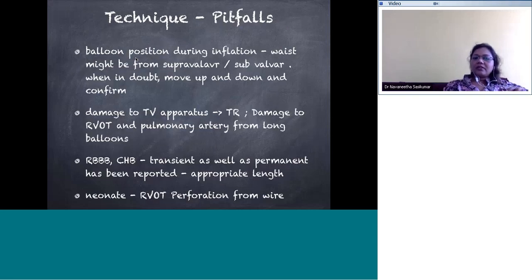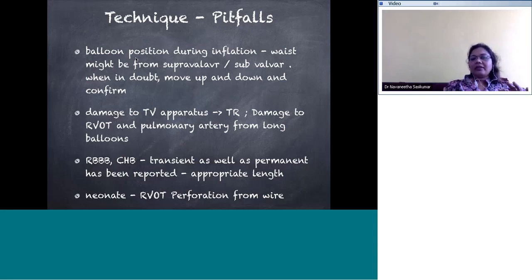So, I would like to focus once again on some of the pitfalls which I have already gone through. One is the balloon position during inflation. The waist can sometimes be from supravalvular or subvalvular stenosis. So, when in doubt, it is important to move up and down and confirm that you have actually caught the valve. The second is that it's imperative to prevent damage to the tricuspid apparatus causing TR. Also damage to the RVOT and pulmonary artery.